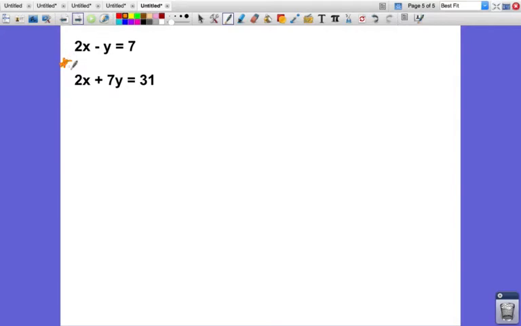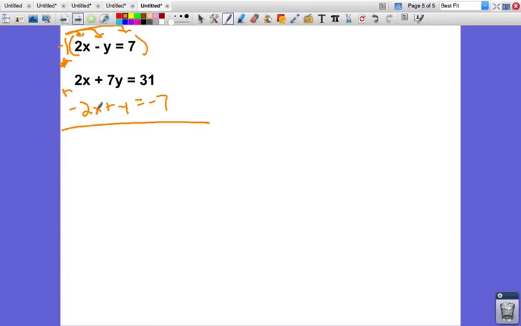So what we're going to do is let's just multiply any equation. It doesn't matter which one I multiply by negative 1, but I'm going to distribute a negative 1 to this top equation. And that's going to give me a negative 2x positive y equals negative 7. I just changed my sign. So positive 2x became negative 2x, negative y became positive y, positive 7 became negative 7 by using the distributive property. Okay. Now I can add these two, combine these two equations.